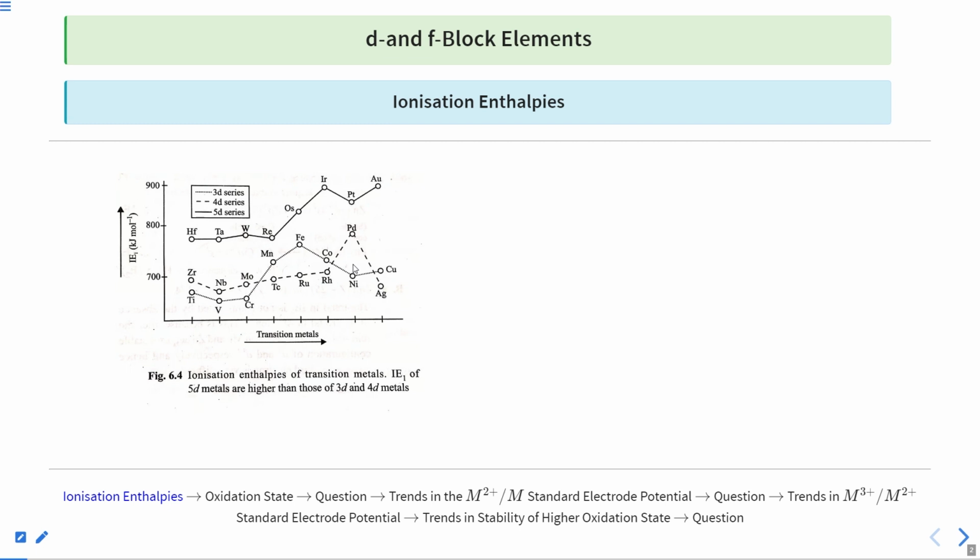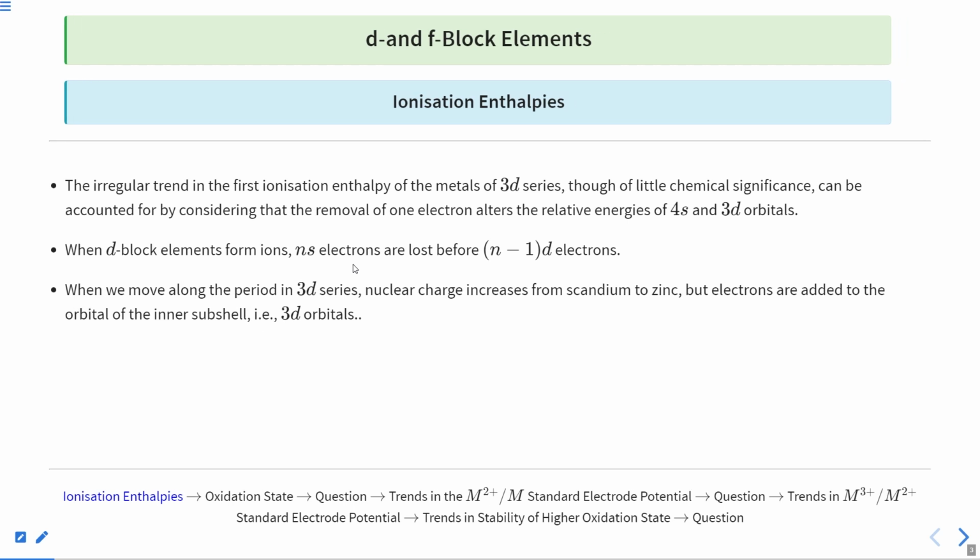Next. So the irregular trend in the first ionization enthalpy of the metals of the 3d series is though of little significance because the differentiation is not that much, although it is visible in the graph. But if you look at the absolute values, their difference is not that much, so it is not of that much chemical significance, right? But still, it happens due to the change in the relative energy of 4s and 3d, which is of course due to the rearrangement of electrons.